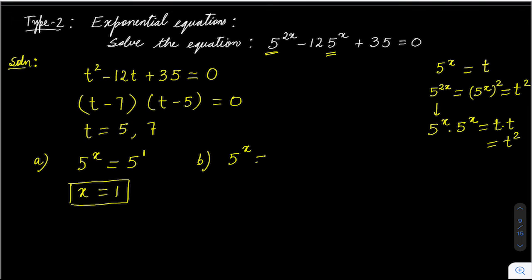Okay, B part. If 5 power x is 7. So now for this, what will happen is you will have to use little bit of logarithms. Otherwise you can't solve this. So basically what happens is you have to take log on both sides. So take log on both sides. So it will be log 5 power x equals log of 7.